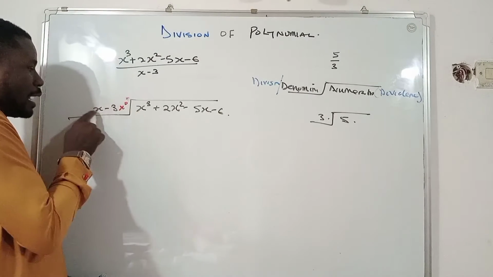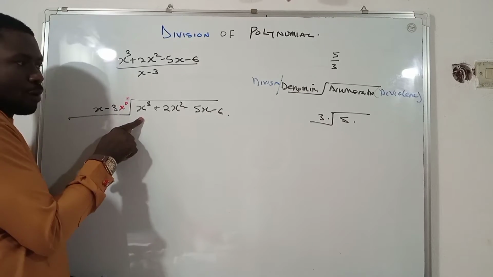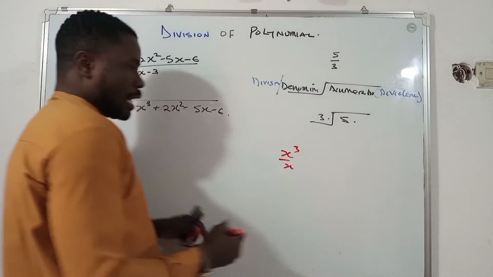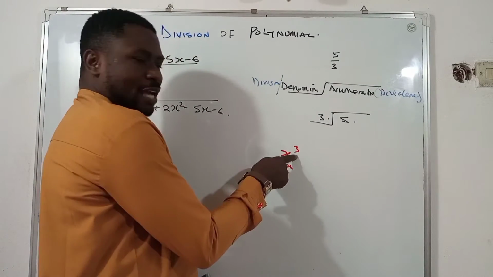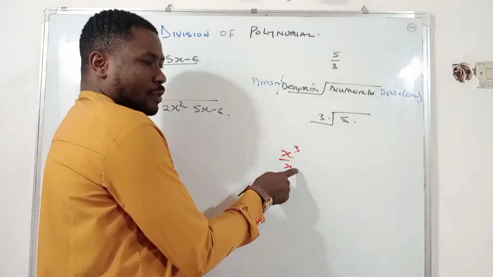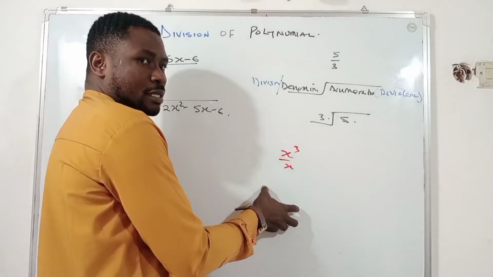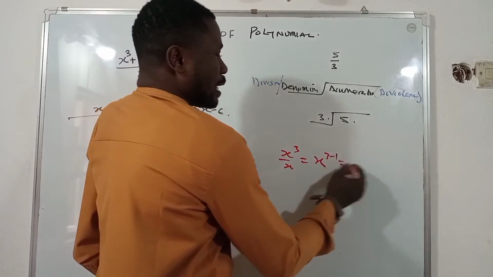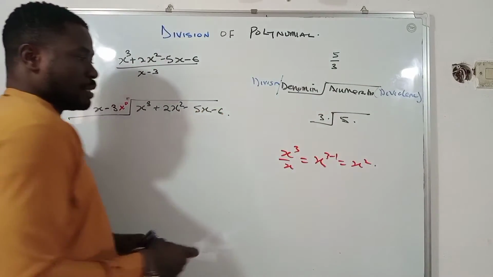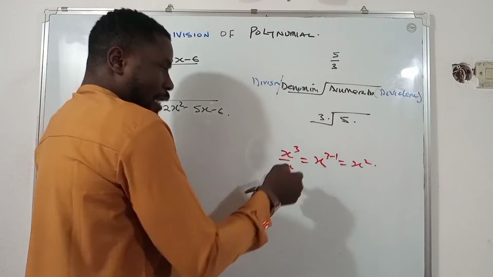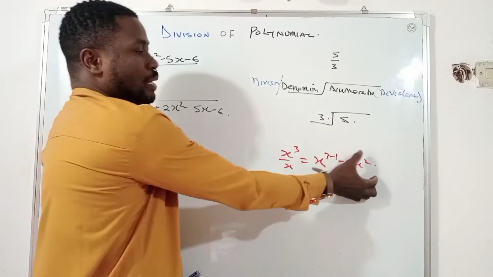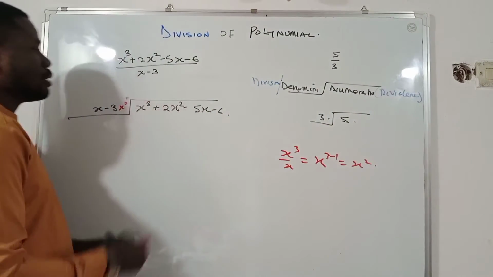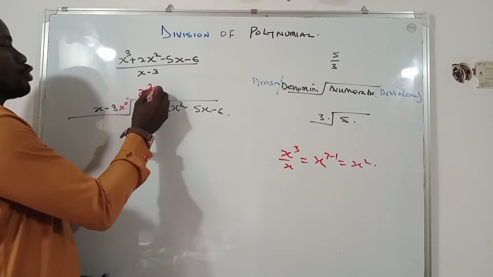I will now say x into x raised to power 3. That's simply x raised to power 3 all over x. And of course, you know that this is x raised to power 3, this is x raised to power 1. Second law of indices. This will be equal to x to the 3 minus 1, and that will be x raised to power 2. Or simply say x cancels one here and another there, and you'll be left with x raised to power 2. Therefore, that x raised to power 2 has to be written here.